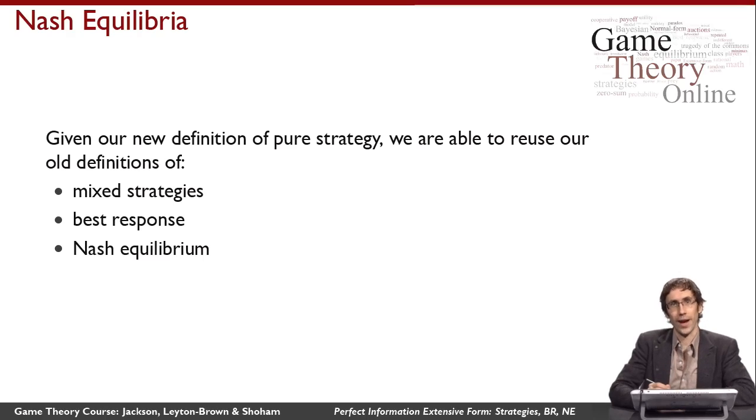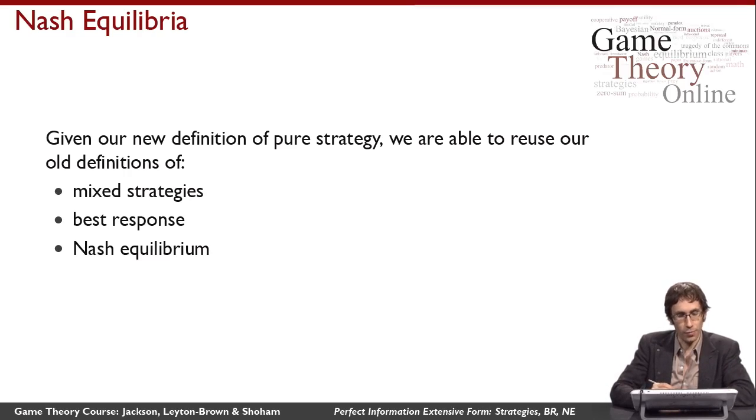However, there's something great. Once we've got this new definition of pure strategies, we can actually leverage it in order to use all of our old definitions of all kinds of other concepts. So in normal form games, we defined mixed strategies as probability distributions over pure strategies. And in an extensive form game, we can use exactly the same definition word for word. A mixed strategy in an extensive form game is a probability distribution over pure strategies. All that changes is that the underlying pure strategies themselves are different. They're now policies of what to do at every choice node in the game.